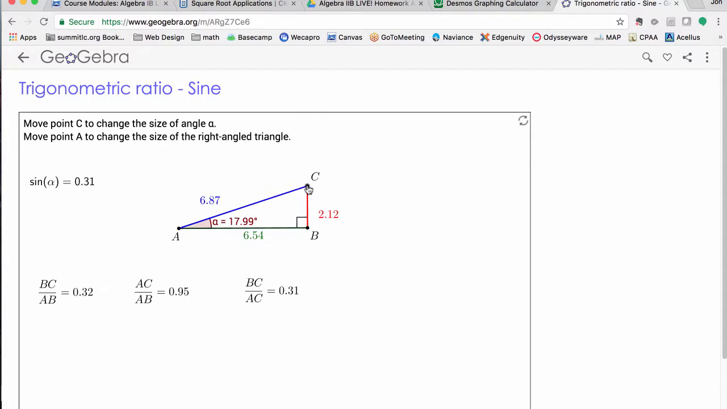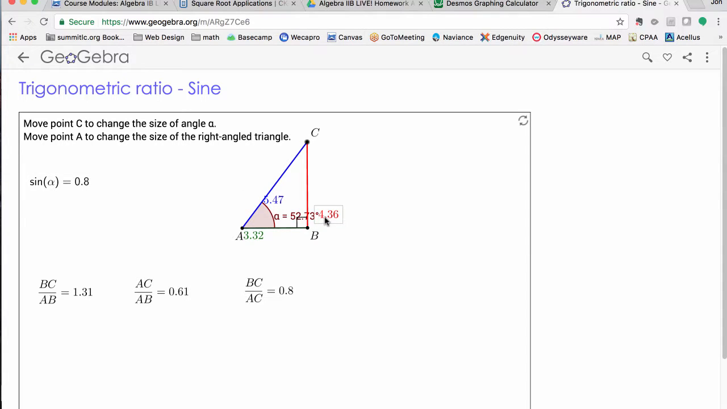As I make this red side bigger though, watch what happens to the sine. The ratio changes. This opposite side divided by the hypotenuse side, 2/6, almost 2.5/7, the ratio is going to change. If I keep making it a bigger ratio, now sine is getting bigger and bigger. The opposite side divided by the hypotenuse side is now 0.8.